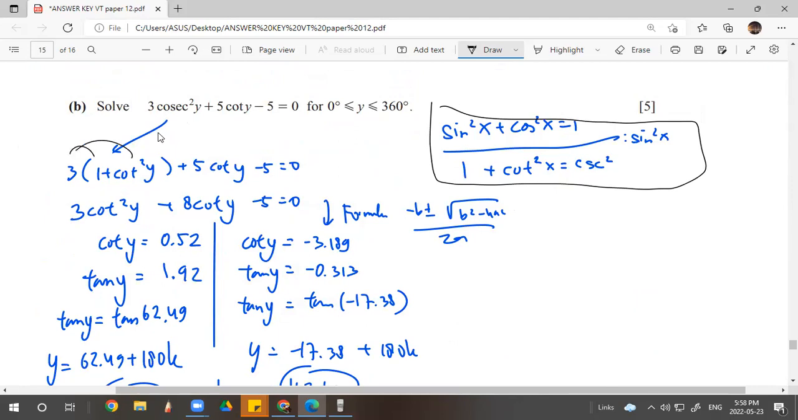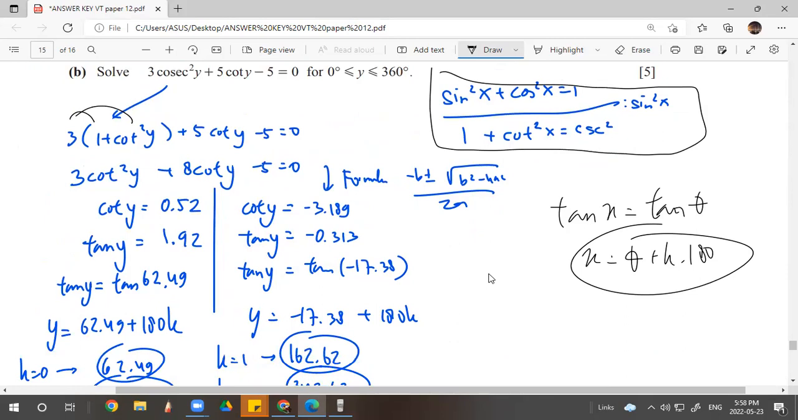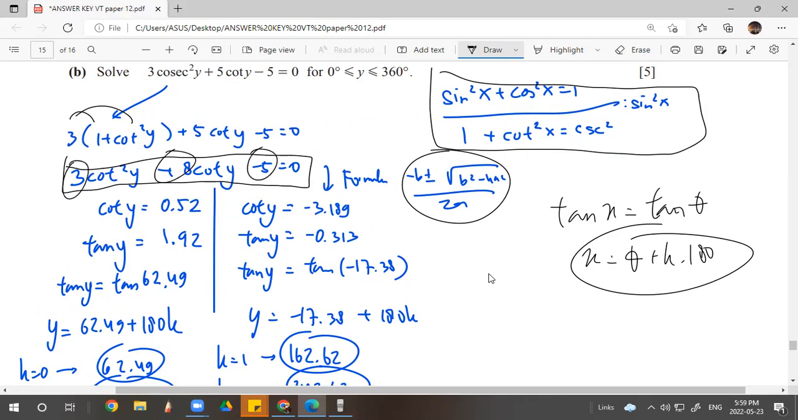I do the calculation. And if I have tan x equals tan theta, so x will be theta plus k times 180. Okay, that's the formula. And then if cotangent theta, but this is cotangent, right? How do you solve cotangent becomes tangent? Use the formula, and then you will get the cotangent as 0.52 from the ABC formula. A is 3, B is 8, C is negative 5, right? And then it has to be 0.52 and negative 3.185.